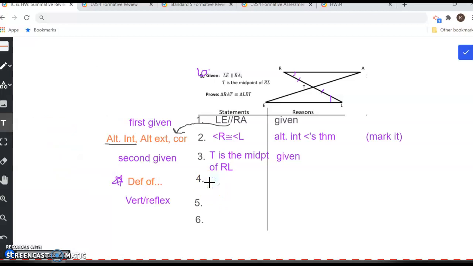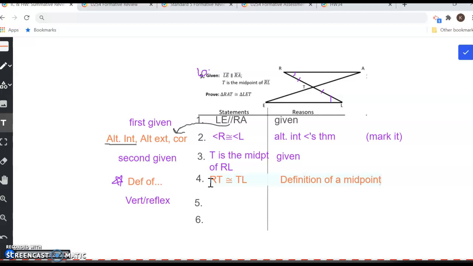So my definition of, this is where I'm going to go ahead and say RT is congruent to, I'll paste my congruent in there, congruent to TL or LT. And that's by definition of a midpoint. And I already marked that, so I don't have to tell myself to mark it.